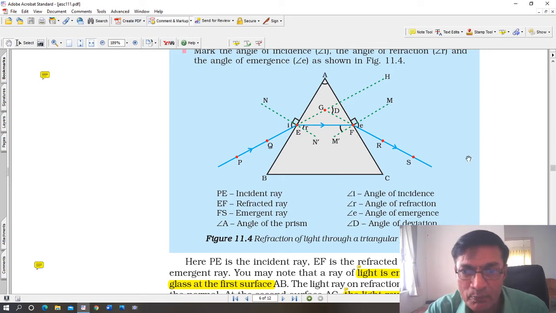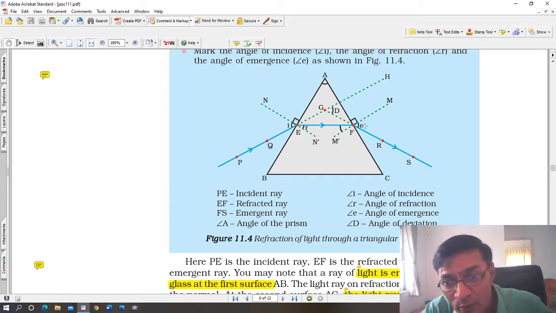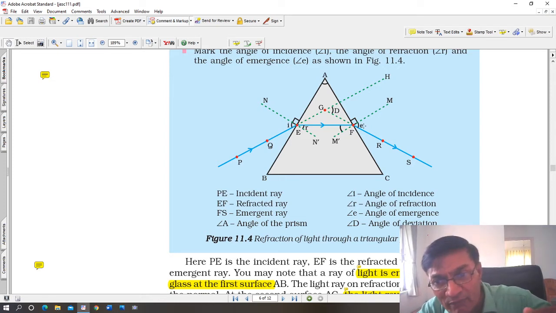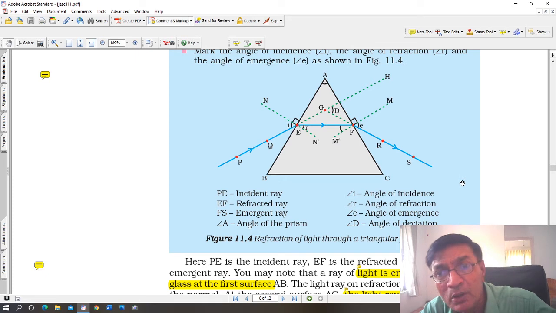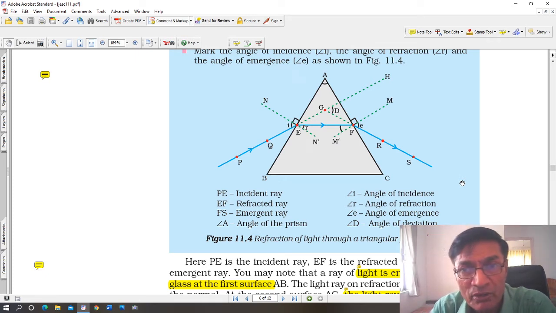So you will get PQ, the blue ray of light. That is the incident ray of light. You get EF, the one which is inside, the refracted ray of light, because the light ray is now traveling inside the glass. And then from F, you get FRS, that is the emergent ray of light. It is called the emergent ray because it is coming out from the other side.